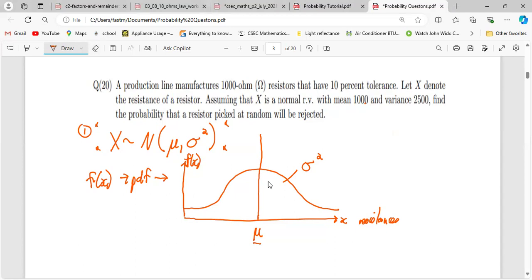All right, so the equation for the PDF for a normal distribution, or Gaussian, if you want to call it that, is 1 over the square root of 2 pi sigma squared, times e to the minus (x minus mu) squared over 2 sigma squared. Right, so there's the equation for the PDF.